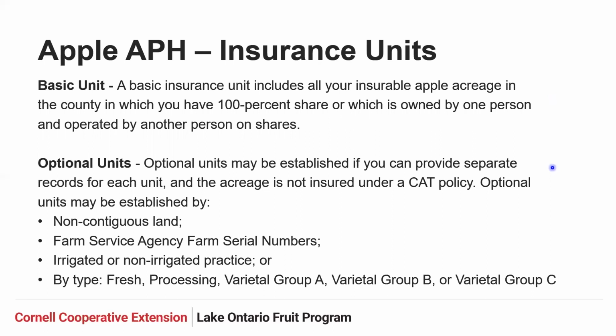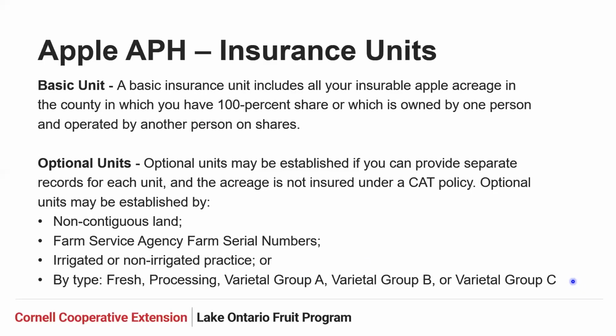Optional units. Optional units may be established if you can provide separate records for each unit and the acreage is not insured under a CAT or catastrophic policy. Optional units may be established by non-contiguous land, Farm Service Agency farm serial numbers, irrigated or non-irrigated practice, or by type: fresh, processing, varietal group A, varietal group B, or varietal group C. Note, if you choose optional units, you must be able to provide separate records for each unit. We will go over the implications of this in a few minutes.